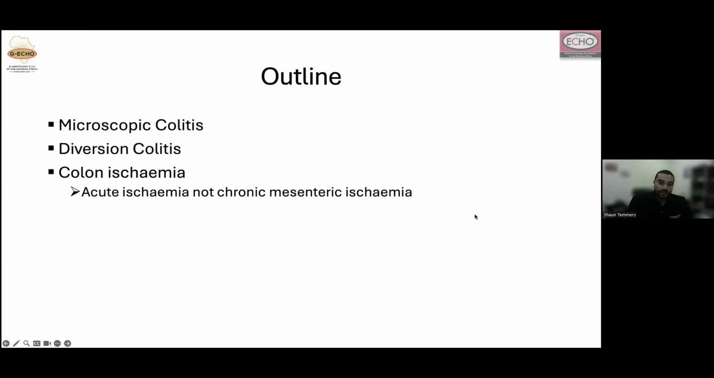Because of the diverse nature of the topic, we'll cover microscopic colitis first, then delve into diversion colitis, and we'll close off with colonic ischemia. And we're going to be talking about acute colonic ischemia and not chronic mesenteric ischemia, which is a different entity on its own, which you can revise yourself on.